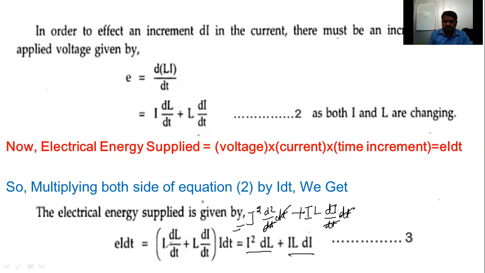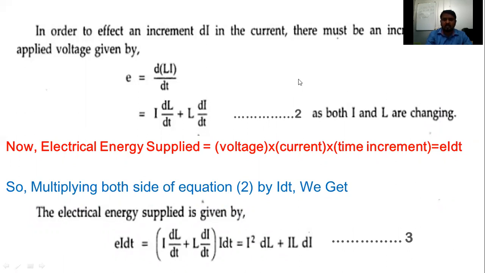So the electrical energy supplied is nothing but I square dl plus I L di here now. This one we will write as equation number 3. Is it clear up to here? Equation number 1 is mechanical energy. Equation number 2 is applied voltage. Equation number 3 is electrical energy supplied here. Is it clear? So mechanical work, voltage applied, and energy supplied, 3 equations we have discussed.